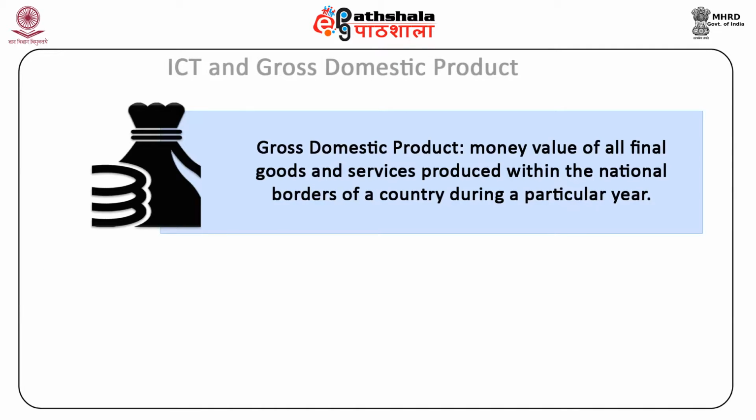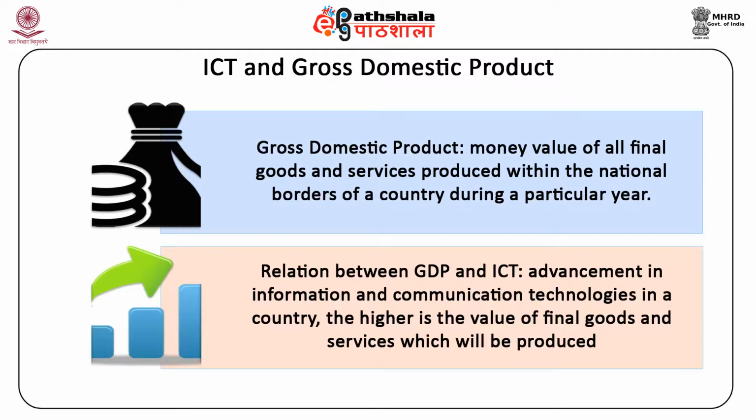Gross domestic product is defined as the money value of all final goods and services produced within the national borders of a country during a particular year. The relation between GDP and ICT can be established in the sense that as there are advancements in information and communication technologies in a country, the higher is the value of final goods and services which will be produced. Let us substantiate this fact with the help of data.